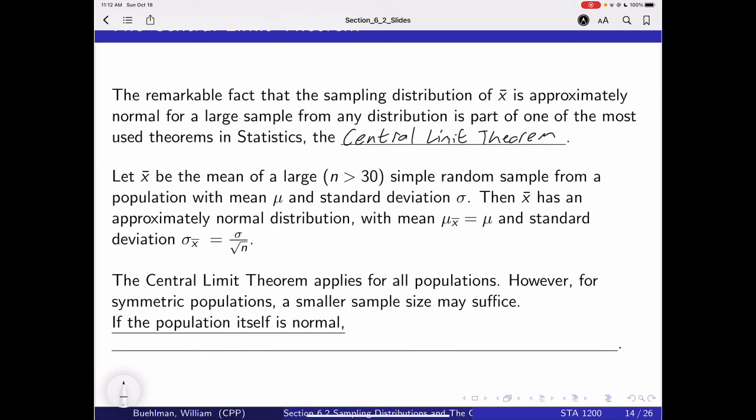The central limit theorem applies for all populations. However, for symmetric populations, a smaller sample size may suffice. If a population itself is normal, the sample mean x bar will be normal for any sample size.